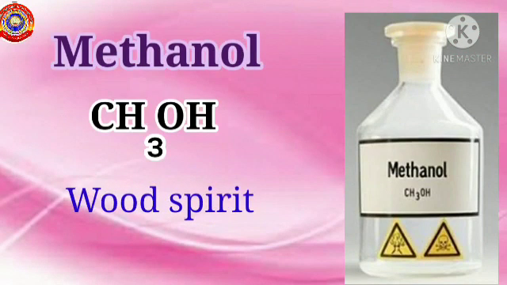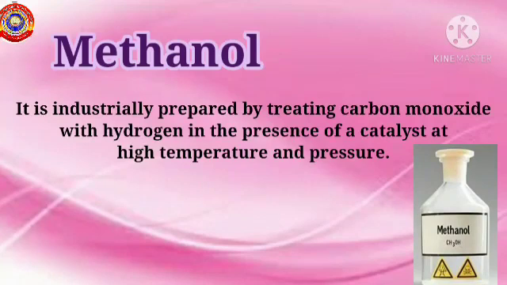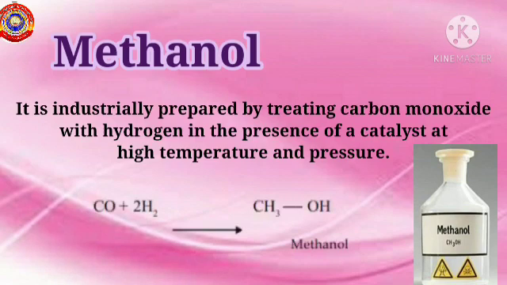Its chemical formula is CH3OH. Methanol is industrially prepared by treating carbon monoxide with hydrogen in the presence of a catalyst at a high temperature and pressure. The equation for this reaction can be written as CO plus 2H2 gives CH3OH. Methanol is a poisonous substance, but it has many industrial uses.